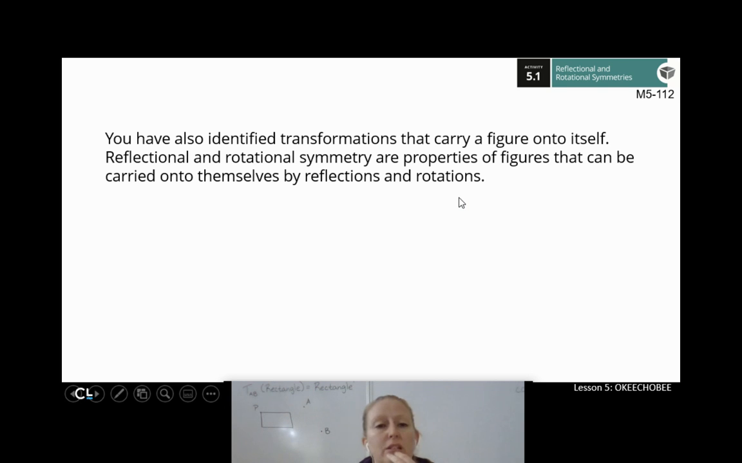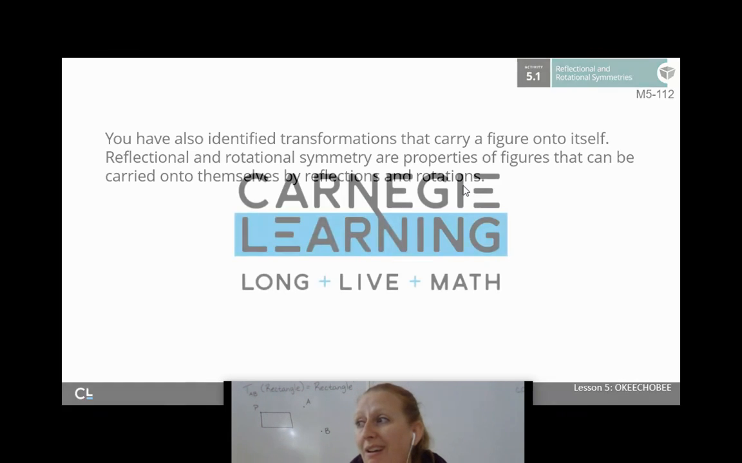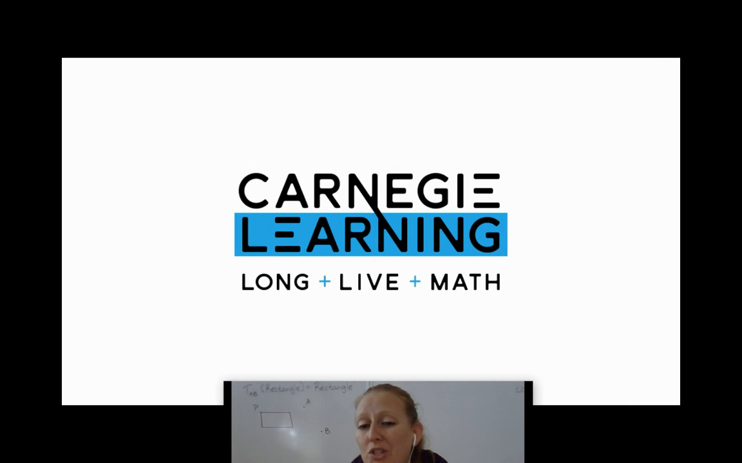So you've identified transformations that can carry a figure onto itself. Reflectional and rotational symmetry are just properties of figures that we can carry onto themselves by reflections and rotations.